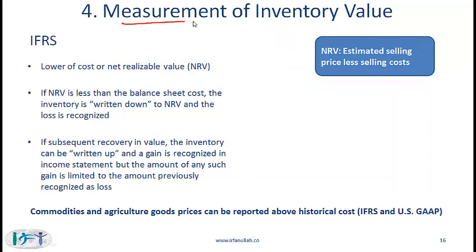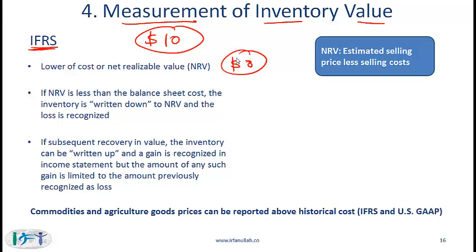Coming now to the measurement of inventory value. We will first talk about IFRS and then about US GAAP. To understand this concept, we will go through a simple example. You purchase inventory and initially the cost is 10, which is what you capitalize. But then the net realizable value is lower than 10. So for some reason, the value of that inventory comes down and the NRV comes down to $8.